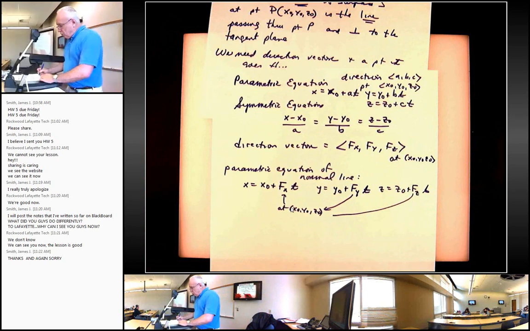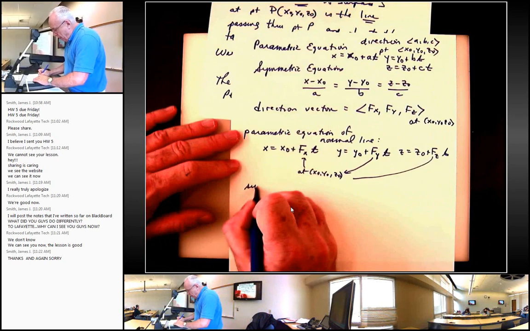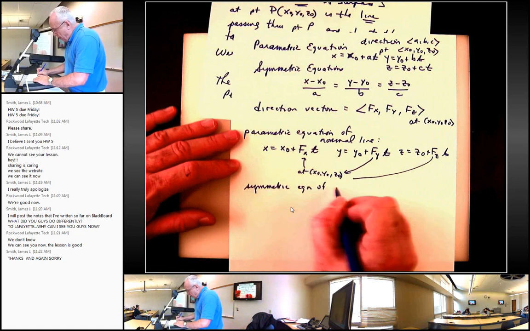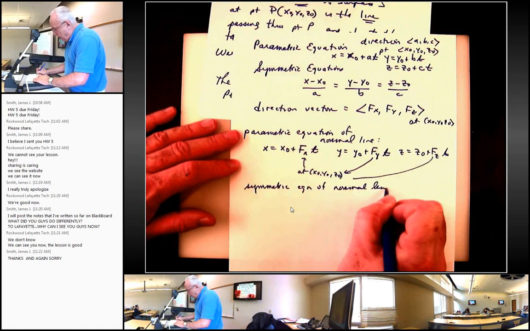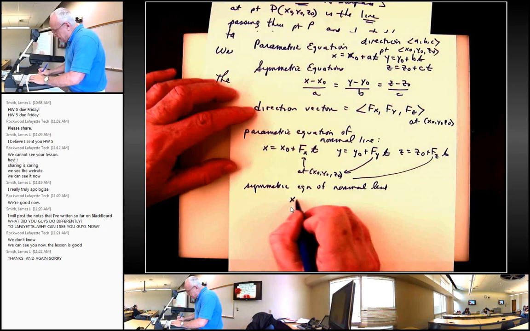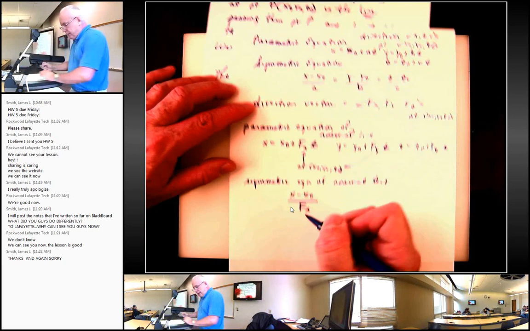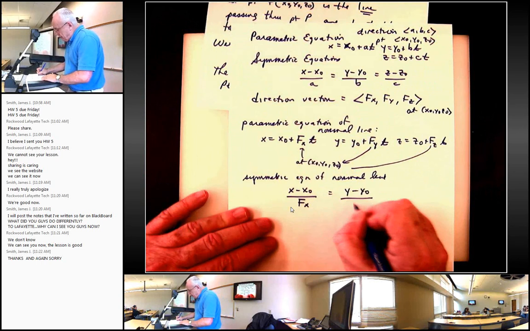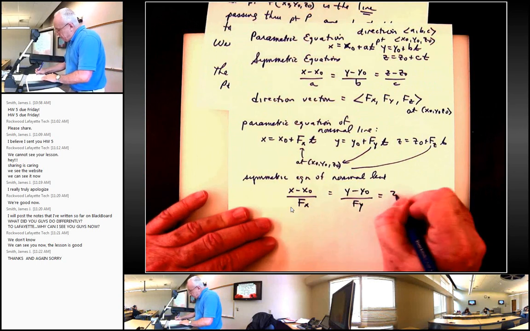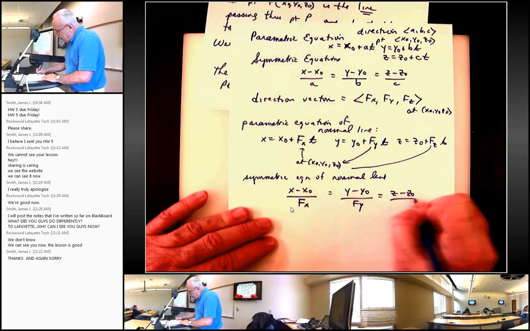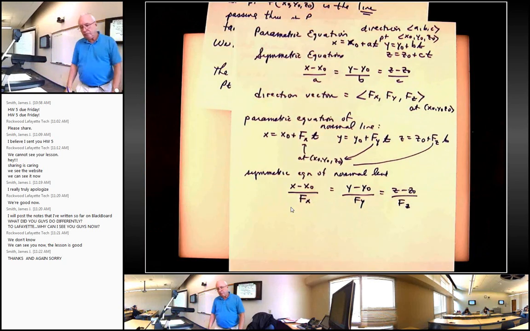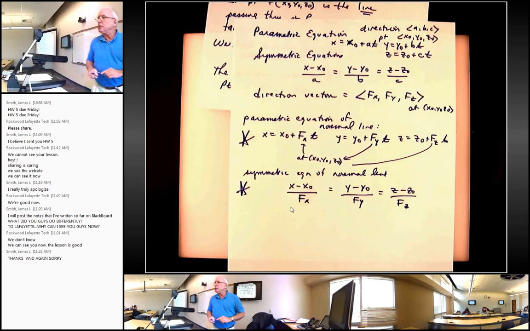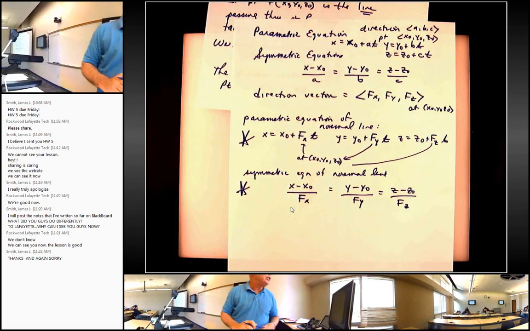Now, the symmetric equation of the normal line is going to be x minus x naught over the value of capital Fx equals y minus y naught over the value of capital Fy equals z minus z naught over the value of capital Fz. Again, I want to put an asterisk by those two equations for the normal line.